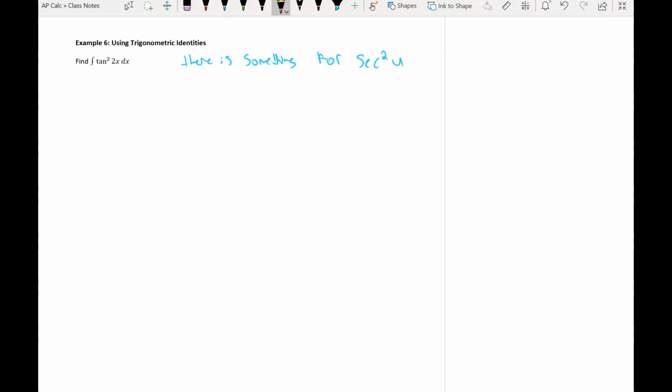There's a Pythagorean identity that relates the quantities tangent squared of some value and secant squared of some value. That states tangent squared of whatever that value is, let's say theta, plus 1 equals secant squared of theta.